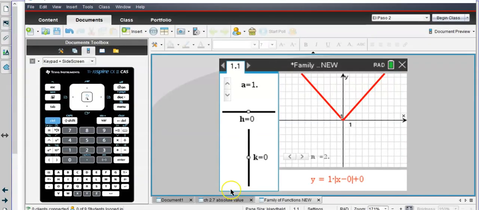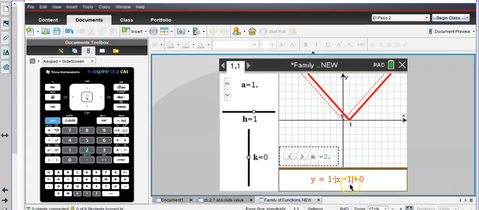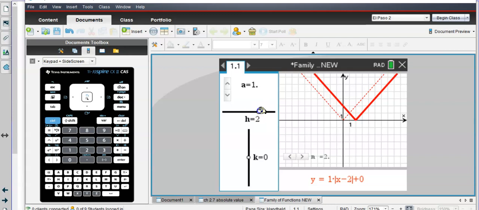Okay, let's go to the TNS file and see what this looks like. So this is the absolute value graph. This is the graph of y equals, this is written a little weird, 1 times absolute value of x minus 0 plus 0. Now, if I change some of these values, if I change, say, h to 1, you'll notice the equation now says x minus 1, and it moved 1 to the right. If I change that to 2, now it moved 2 units to the right from the original, and it says absolute value of x minus 2.